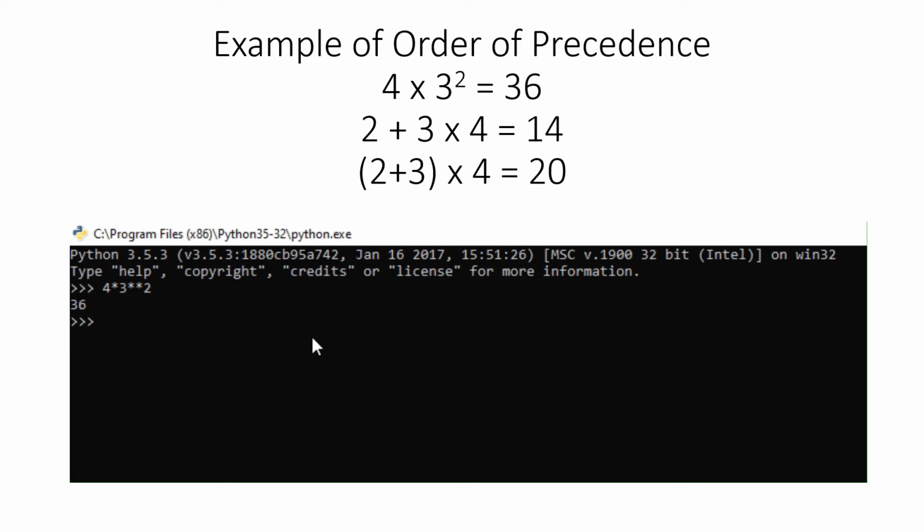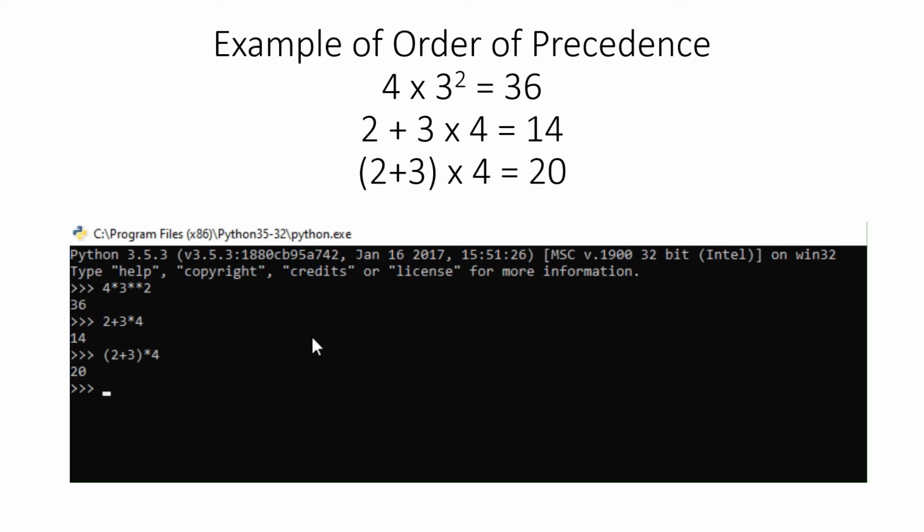Multiplication and division have higher precedence than addition and subtraction. For example, 2 plus 3 multiplied by 4, enter. The answer is 14, not 20. These precedence rules are overridden by the use of parentheses. For example, open bracket, 2 plus 3, close bracket, multiply by 4, enter. The answer is 20.